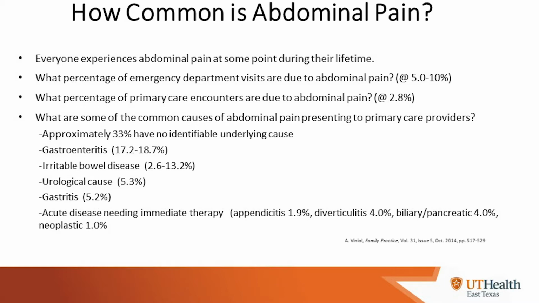Now, acute disease that needs immediate therapy and particularly involves me as a surgeon, such entities as appendicitis, diverticulitis, gallbladder disease, and possibly neoplastic or cancer type etiologies, constitute a smaller percentage but are very important.